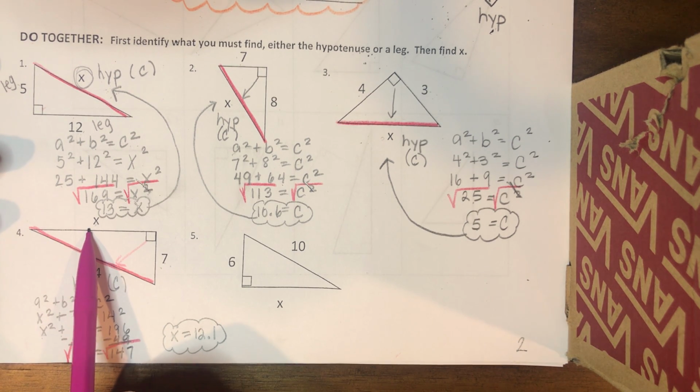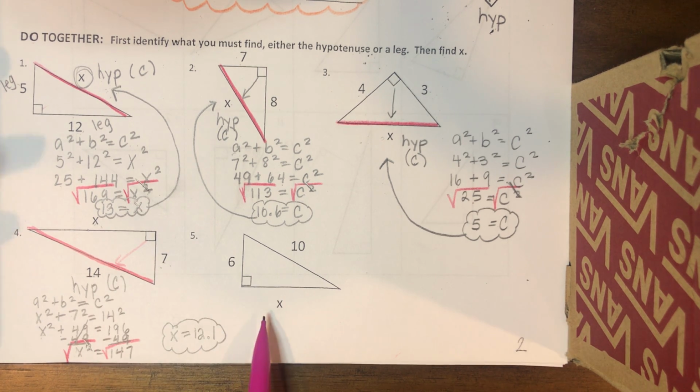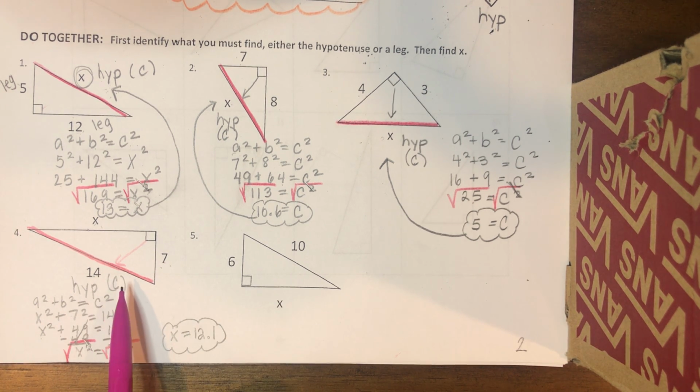And let's see if that makes sense. Is that less than the hypotenuse? It sure is. And that's good because the hypotenuse has to be the longest side. All right, so let's take a look at number 5. 5 is very similar to number 4.